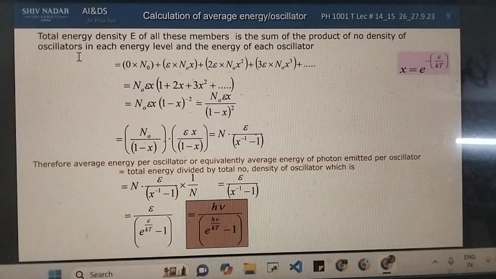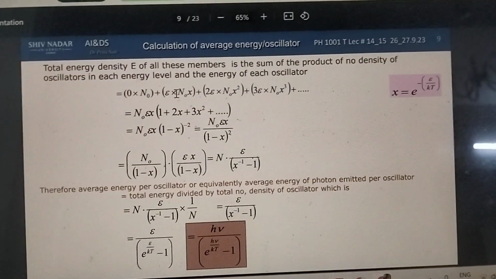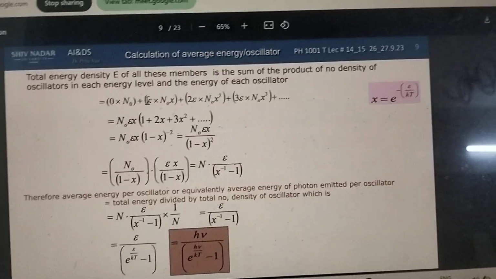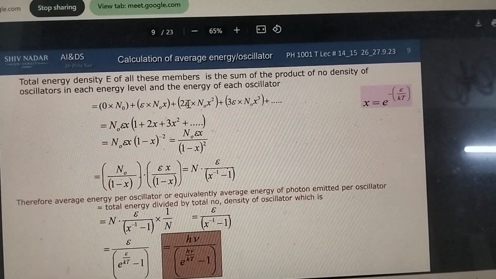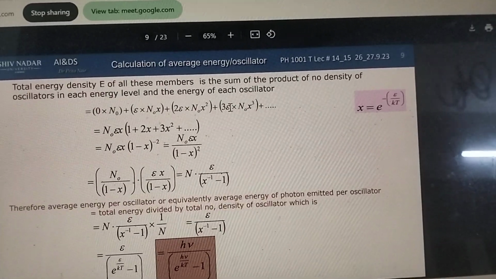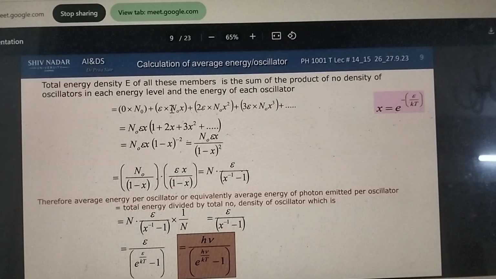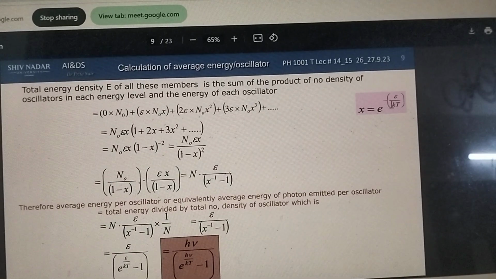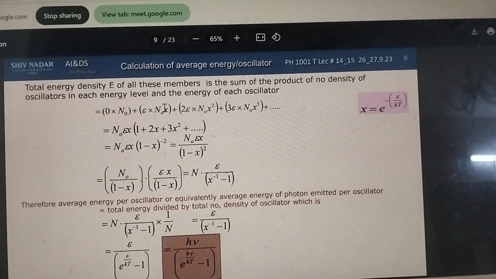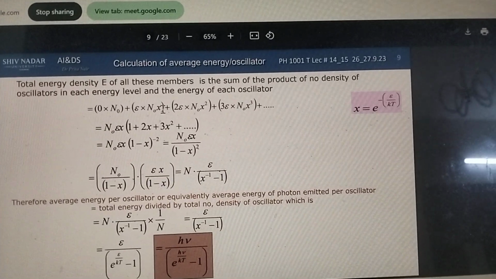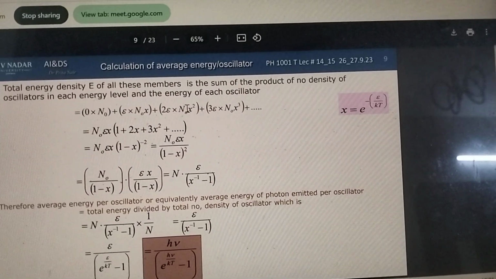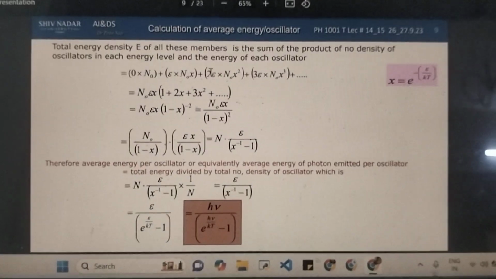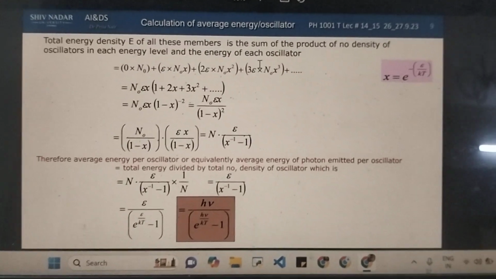So that is the equation we have here, 0 into n naught plus epsilon into n naught x plus 2 epsilon into this, and so on, where epsilon is the energy of the first level, 2 epsilon is the energy of the second level, 3 epsilon for the third level, and so on and so forth. And the number of oscillators in each level is given by n naught e raised to minus epsilon by kT, and that is what we assumed as x, remember. So n naught x. For the second level it will be n naught e raised to minus 2 epsilon by kT, so x squared. Third level n naught x cubed, and so on. So that is how we get this expression.